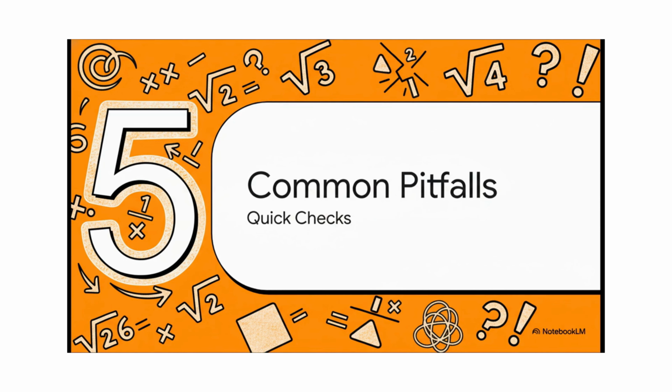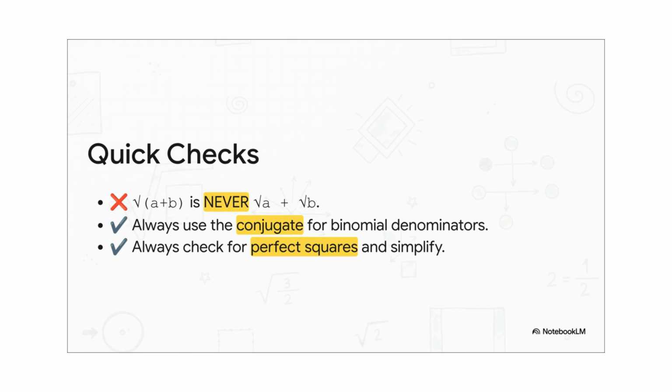All right, before we finish up, let's just quickly go over a few common mistakes, some little traps you want to make sure you avoid. So keep these things in your back pocket. Number 1, and this is a big one, you can never, ever split a square root over a plus or minus sign. It just doesn't work that way. Second, if you see a denominator with 2 parts, your brain should immediately scream, conjugate! And last but not least, always, always double check that your answer is as simple as it can be. Sometimes a perfect square is still hiding in there.